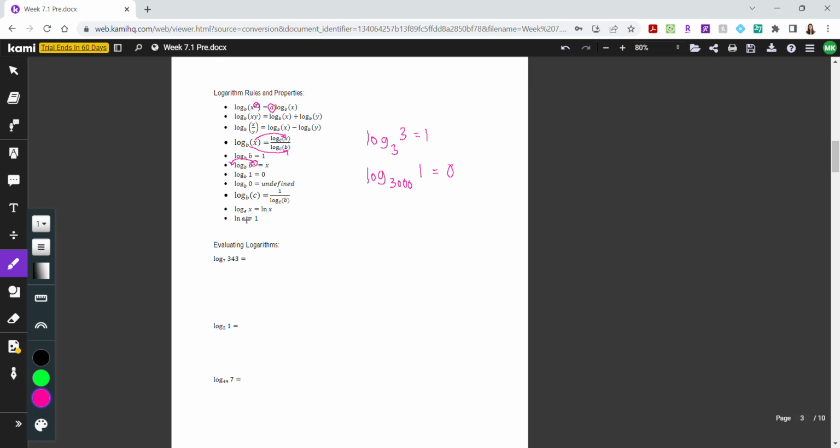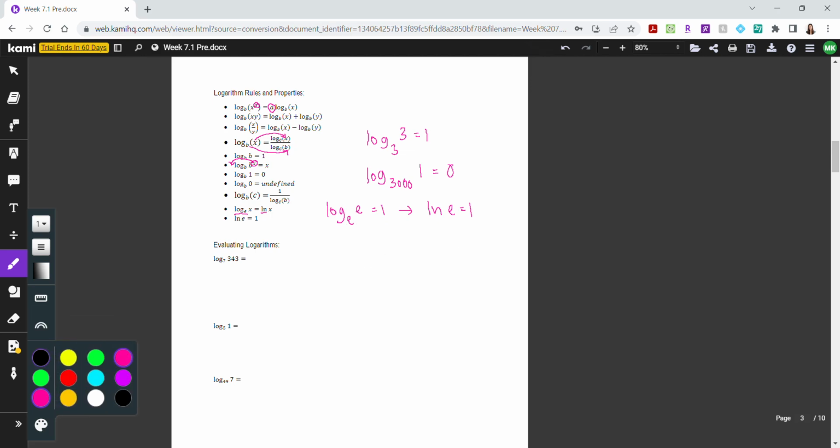Now on to the next one. Whenever you have a base e, like in this case log base e, we can write that simply as ln, which stands for natural logarithm. So whenever you see log base e, just write it as ln. That's all. It's just a special thing. Now ln e would equal 1, right? Because it's like log base e of e. Remember, ln is essentially log base e. That's why these two are the same.